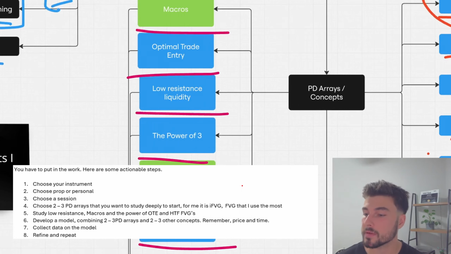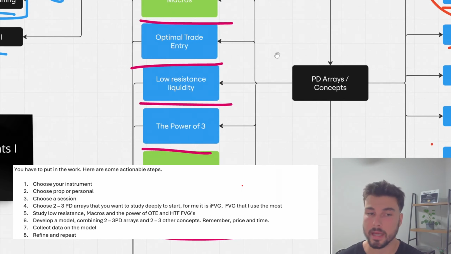Step number 5, study these things, right? If I had to recommend anything, I'd study low resistance, macros. I'd also study liquidity sweeps, the power of 3. Anything here is what I'd study, right? These are the key elements. Study these things, look for these in your chart and actually document that. And then develop a model combining these things together, collect data on that model, and then refine and repeat.